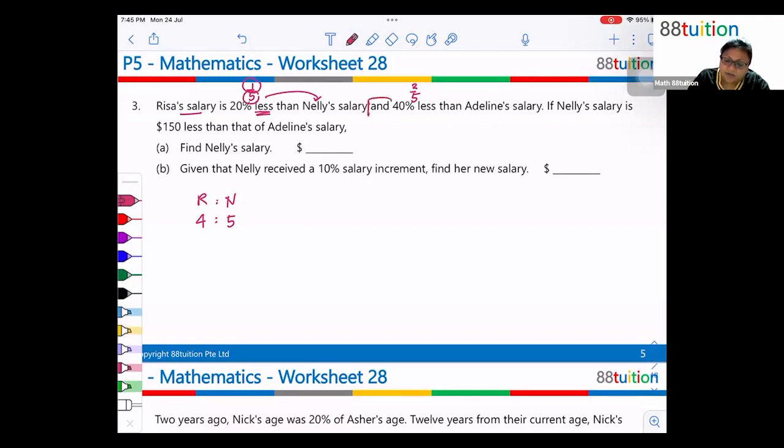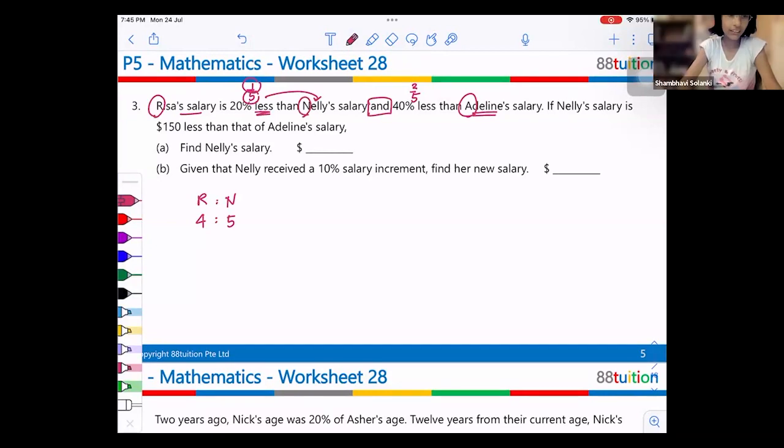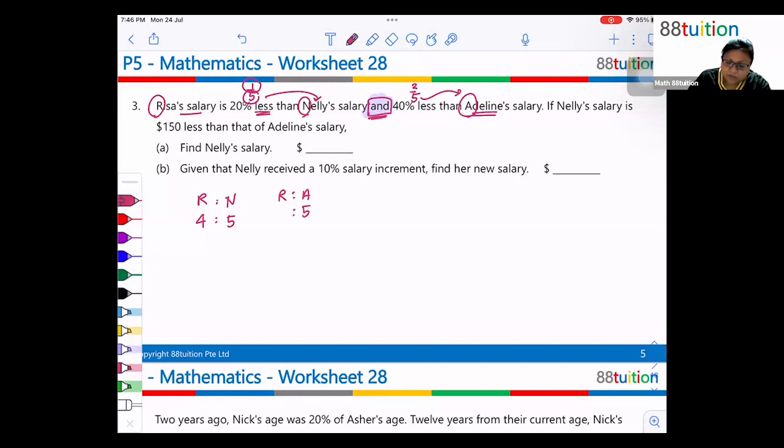And because of this word and, who am I comparing with, Adeline? Am I comparing with Risa or Nelly? Risa, because of the word and. Because of this, you're comparing with Risa. And Risa's salary is 2 less than Adeline, so Risa's salary is 2 less than Adeline, which is 3.